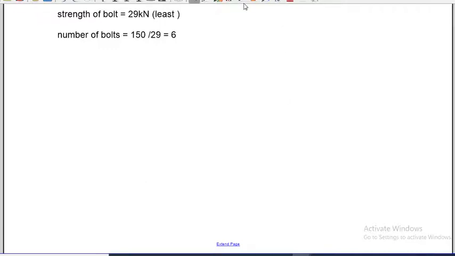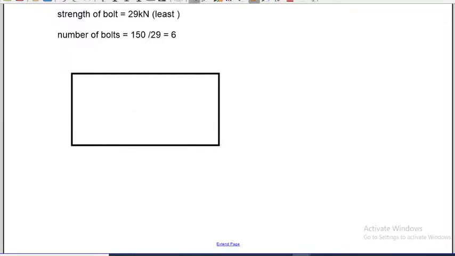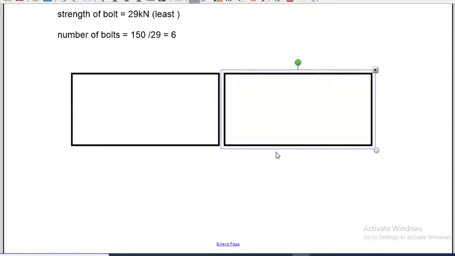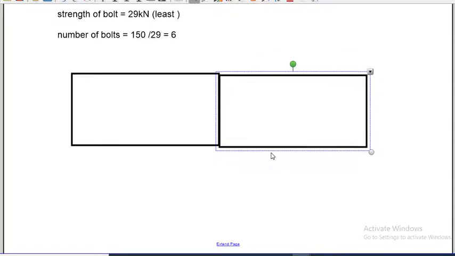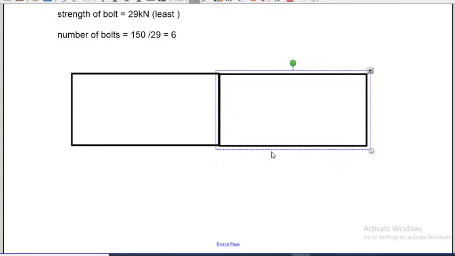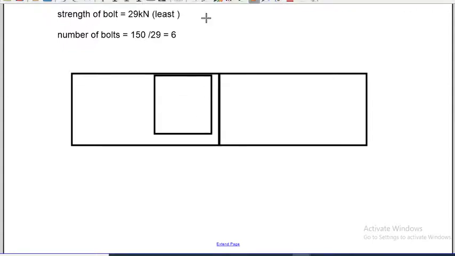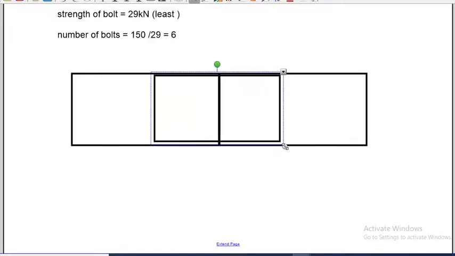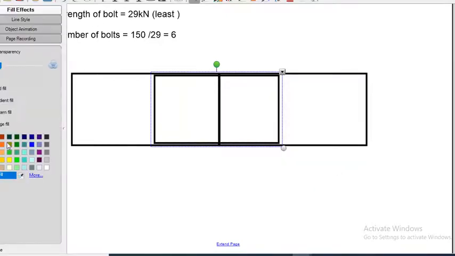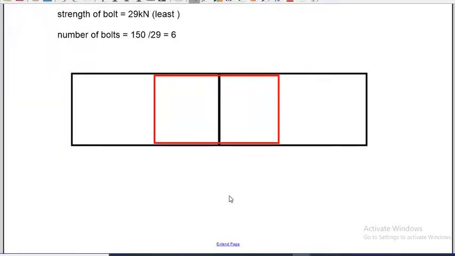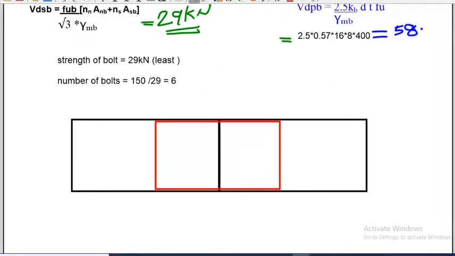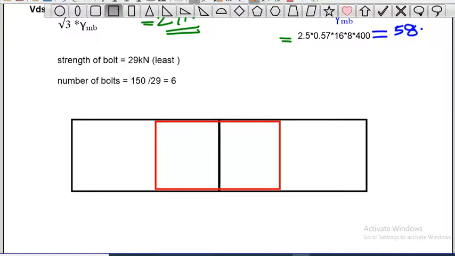So we need to draw the figure. That is very important. Let us draw the figure like this. This is your one plate, and I am drawing the plan. This is another plate, butt joint, and this is the cover plate. I'll give it in a different color. How many bolts are there? 6 bolts. Don't give a total of 6 bolts; one side itself you should give 6 bolts.